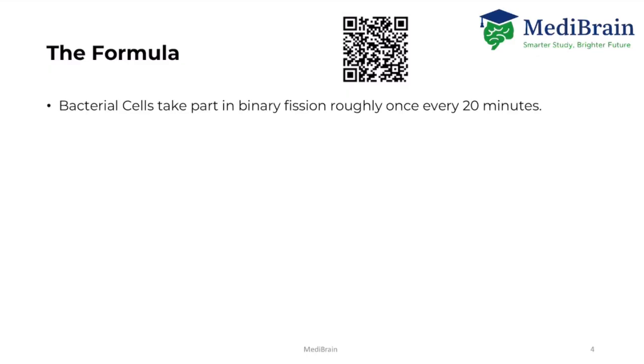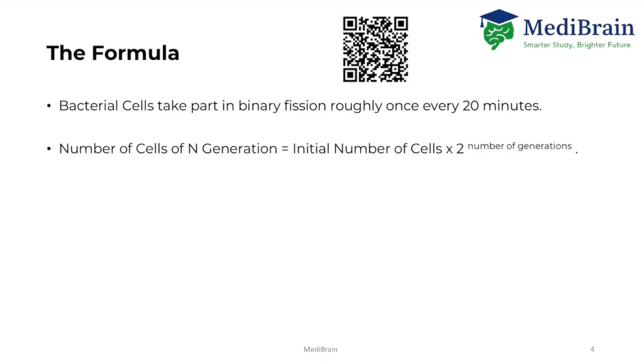Okay, so we know that bacterial cells replicate by binary fission, and they go through binary fission once every 20 minutes. If the circumstances, if the environment is favorable, they can replicate once every 20 minutes. Okay, so that's very fast. If you compare it to normal body cells, they can take ages to go through one cycle of mitosis. However, bacterial cells replicate once every 20 minutes if the conditions are favorable. And the formula that you would use to calculate the number of cells after n generations.